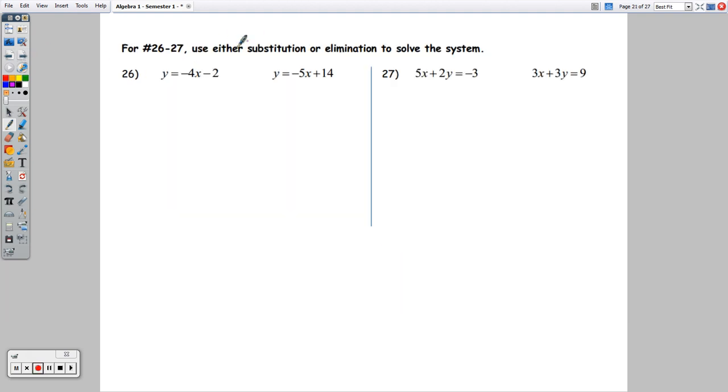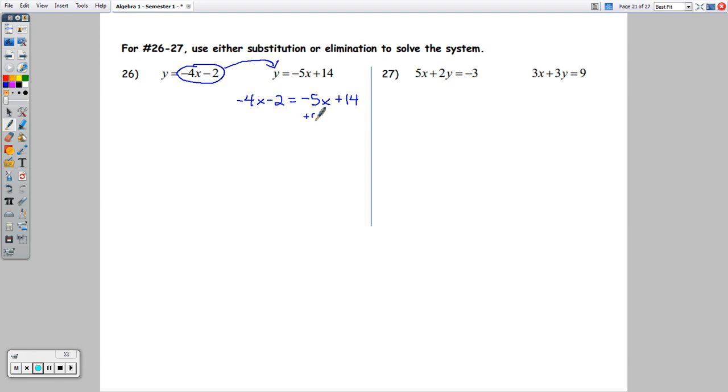Numbers 26 and 27: use either substitution or elimination to solve the system. This first one, 26, looks like substitution is a little bit easier because you already have it solved for y here and here. So you have y equals negative 4x minus 2. Just replace y with that expression over here. So y becomes negative 4x minus 2. And then it's simply a matter of solving that for x.